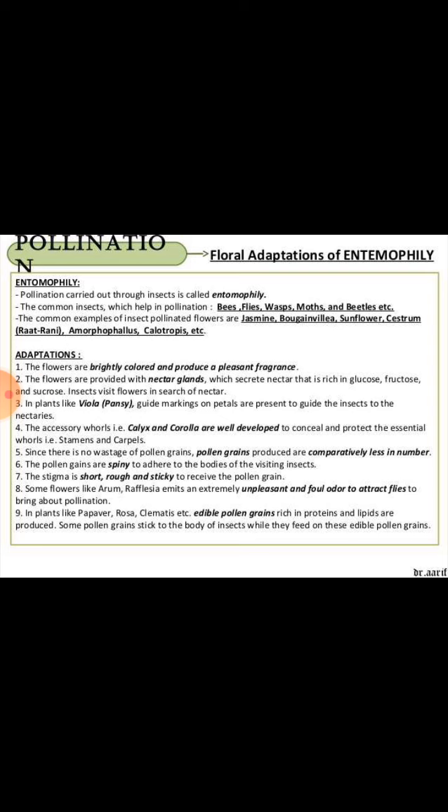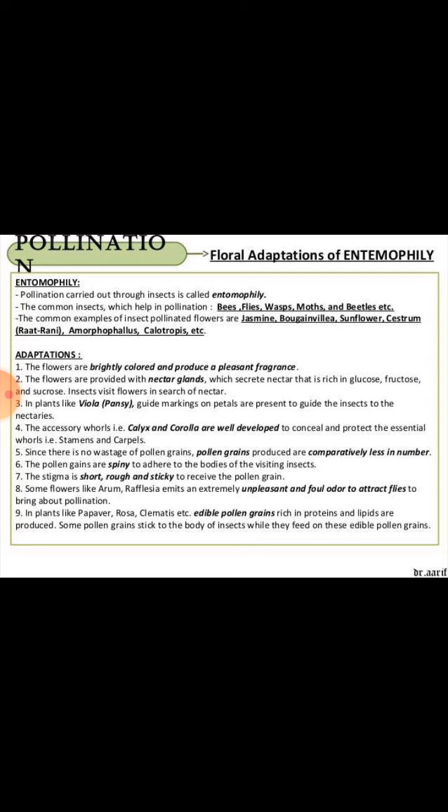Pollination done by butterflies is called psychophily, and pollination done by bees is called melittophily. Pollination done by moths is called phalaenophily. Among the different types of pollination, the majority is this one, called entomophily.